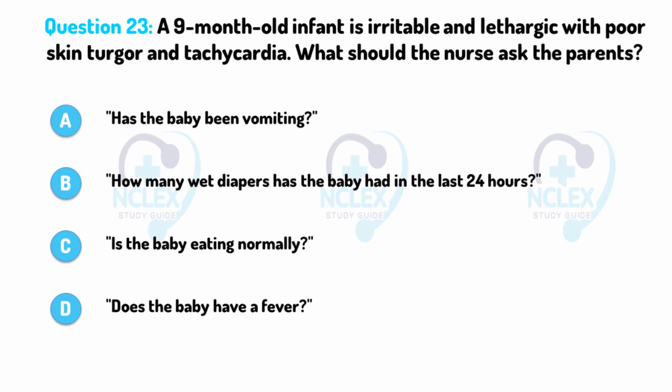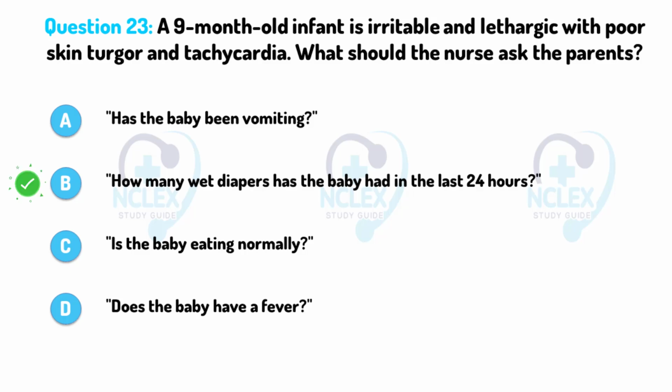Question 23. A 9-month-old infant is irritable and lethargic with poor skin turgor and tachycardia. What should the nurse ask the parents? A. Has the baby been vomiting? B. How many wet diapers has the baby had in the last 24 hours? C. Is the baby eating normally? D. Does the baby have a fever?